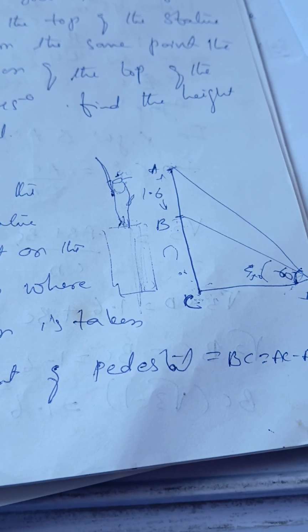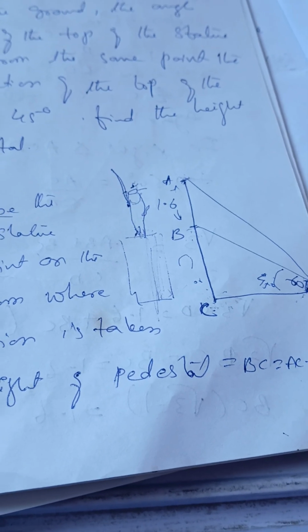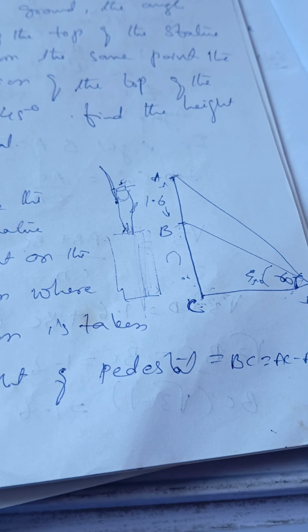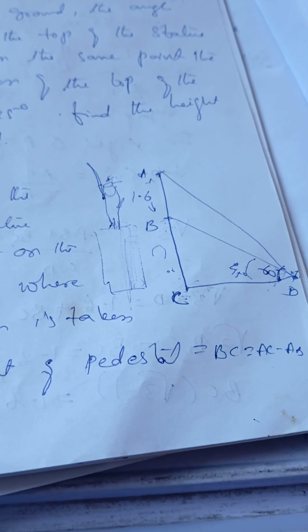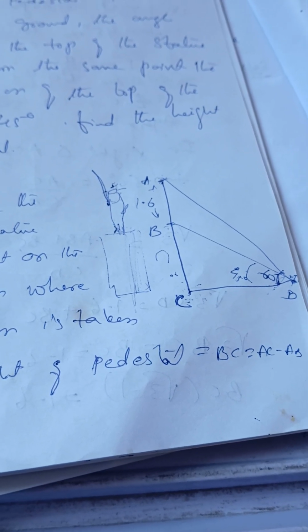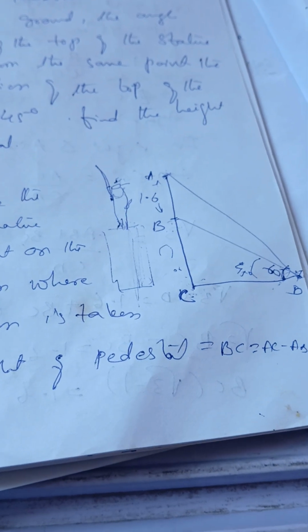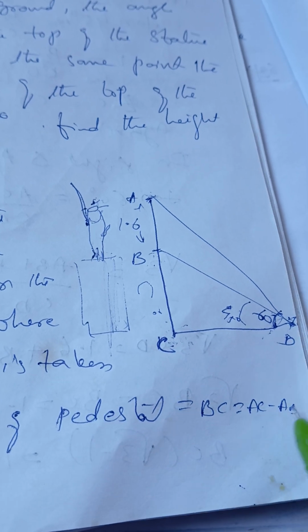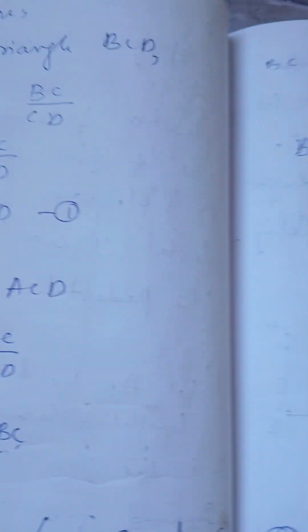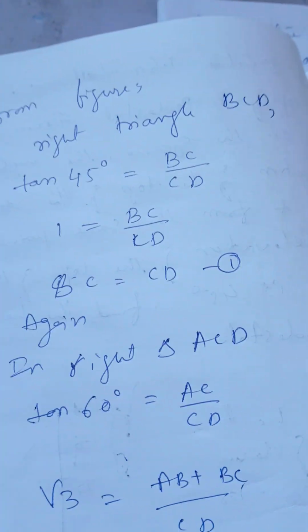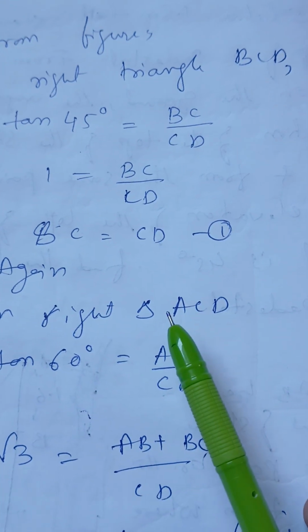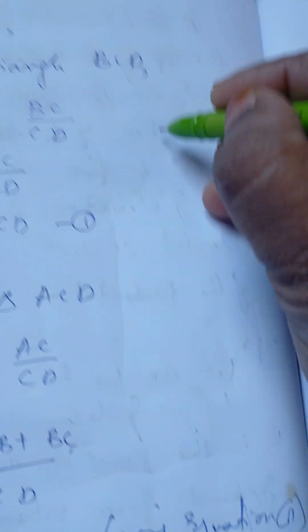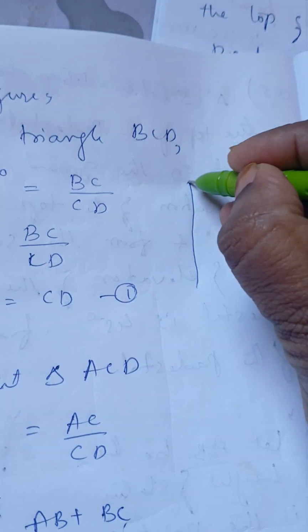So what we will do, let AB be the height of the statue, D be the point on the ground from which the elevation is taken. We have to find the height of the pedestal, that is BC, which equals AC minus AB. So from the same figure, if we take the right triangle, I will draw the same figure here so that it will be helpful for you.